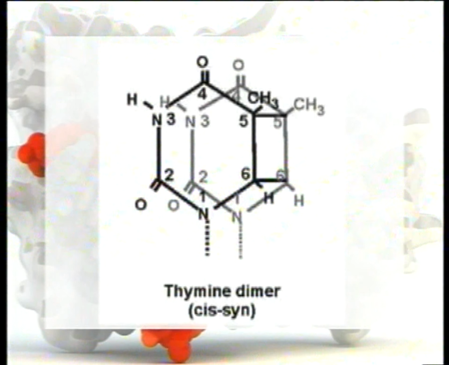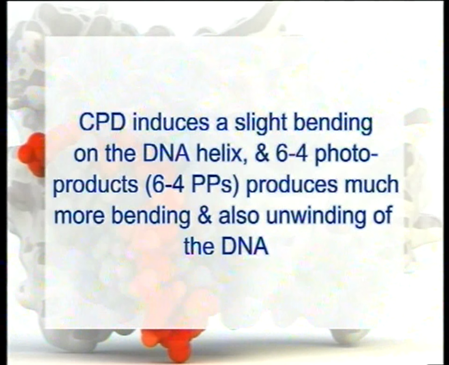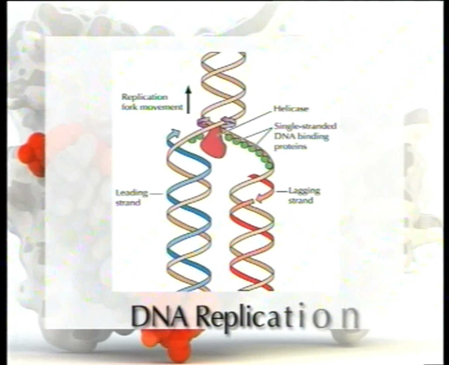The large majority of cyclobutane pyrimidine dimers are of cis-syn form in the DNA, while trans-syn forms are present exclusively within single-stranded DNA. The 6,4-photoproducts can be formed at adjacent thymine-thymine or thymine-cytosine or cytosine-cytosine nucleotides depending upon the UV wavelength and adjacent sequence. The cyclobutane pyrimidine dimers and 6,4-photoproducts produce different types of structural distortions within DNA. The cyclobutane pyrimidine dimers induce a slight bending on the DNA helix, and 6,4-photoproducts produce much more bending and also unwinding of the DNA. These lesions inhibit DNA replication and transcription and also promote mutagenesis.